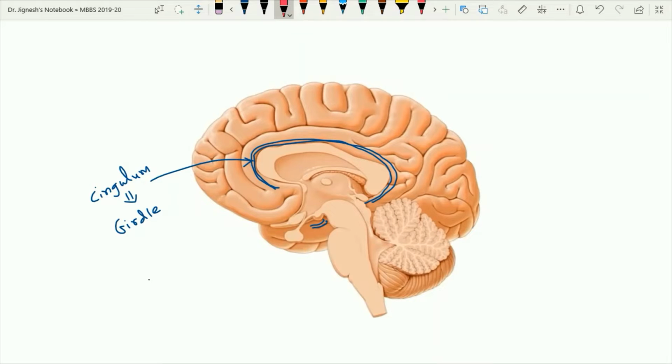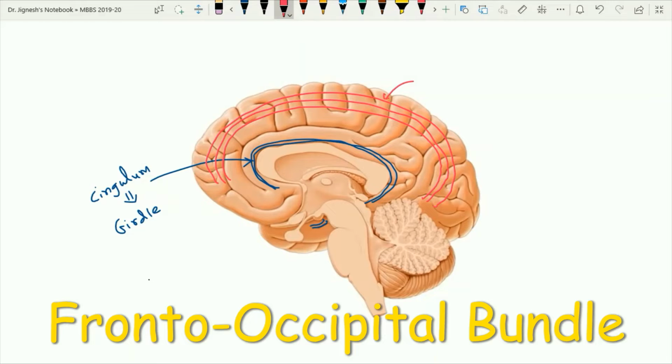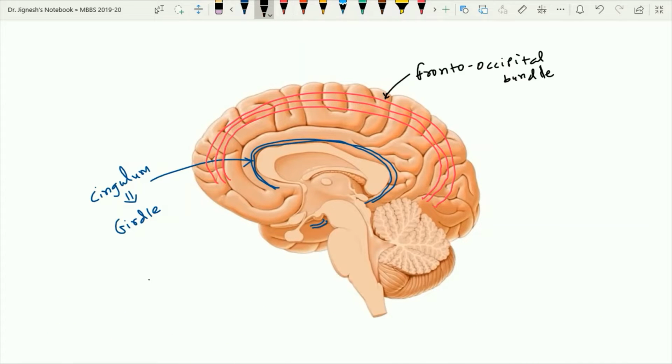Some other long association fibers are present just above the cingulum, within the medial aspect of the hemisphere. These connect the frontal lobe with the occipital lobe, and these association fibers are the fronto-occipital bundle. Like the fronto-occipital bundle, other bundles are also present. This bundle is situated on the superior side and runs longitudinally, and it is called the superior longitudinal bundle.